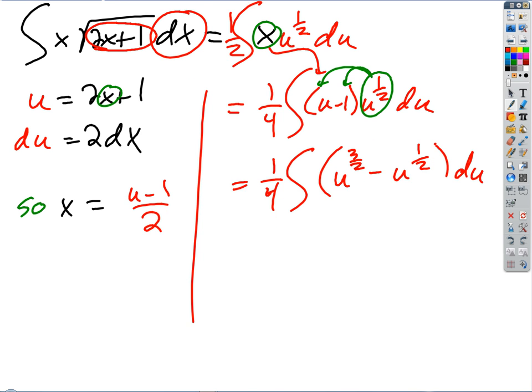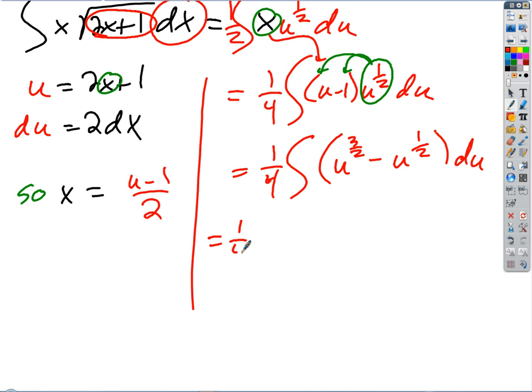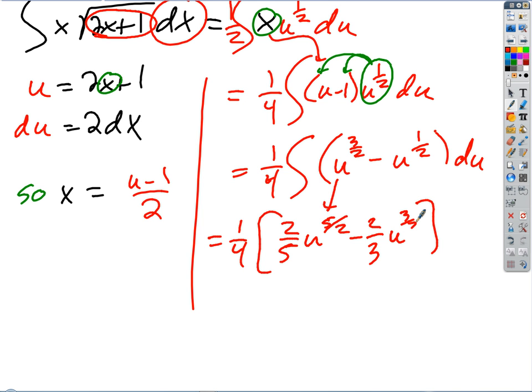So what does this give us for an answer then? We get 1/4 times a bunch of stuff. What's that term going to be? The antiderivative of u to the 3/2 is 2/5 u to the 5/2, right? And then minus 2/3 u to the 3/2 plus C. And now what's left? Yeah, reverse the substitution, and we're done.